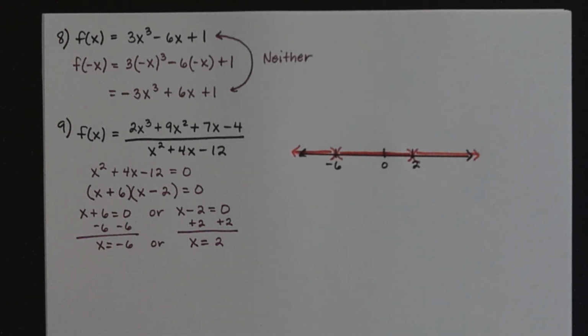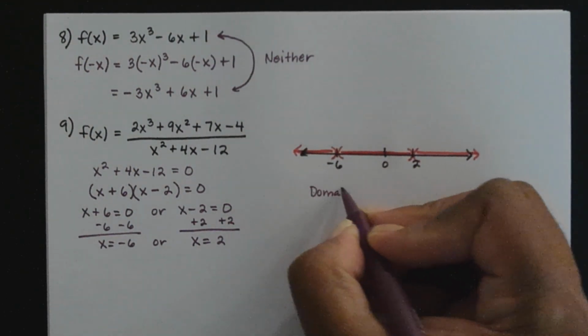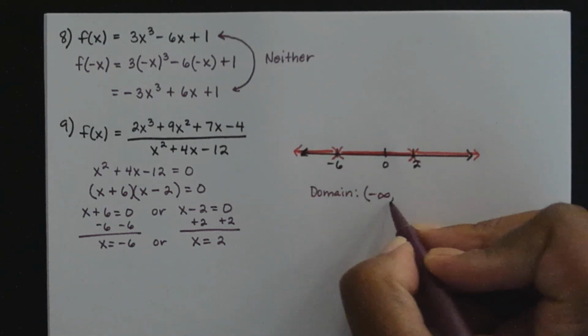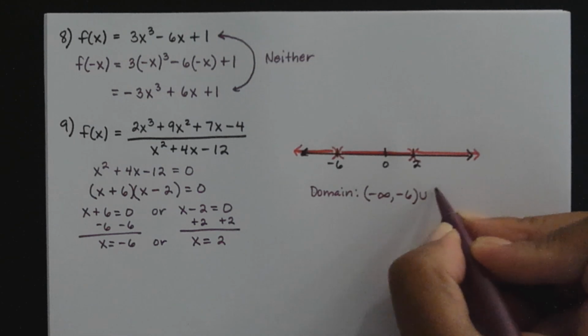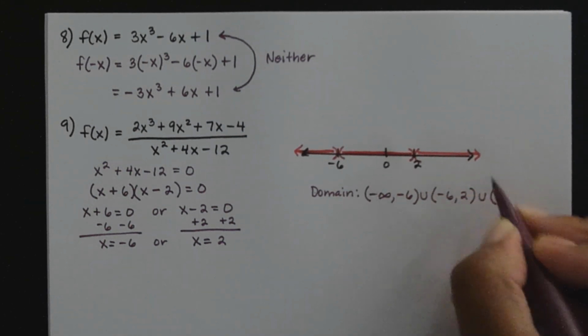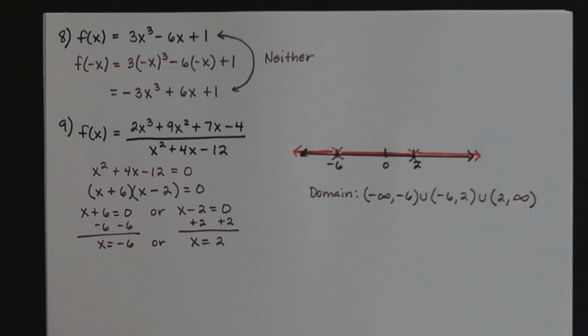So, the domain in interval notation, if we go from left to right, it will be from negative infinity up to negative 6, or from negative 6 to 2, or from 2 to infinity. That would be the interval notation for the domain of this rational function. All right. Any questions about problem number 9?